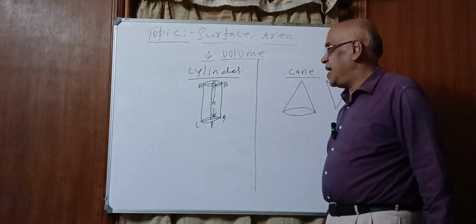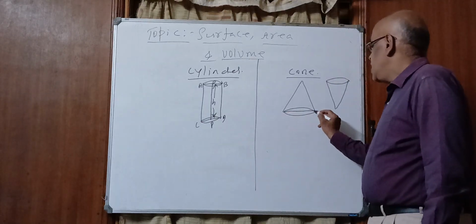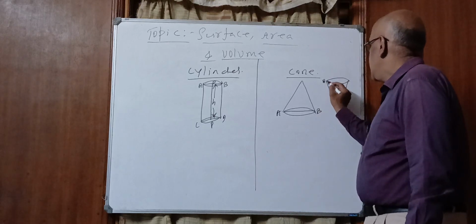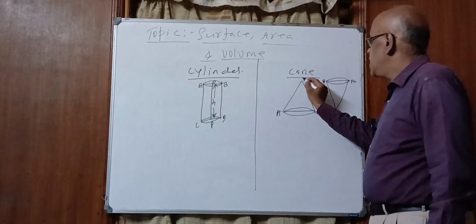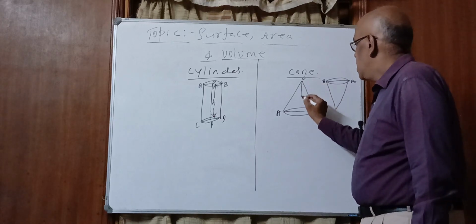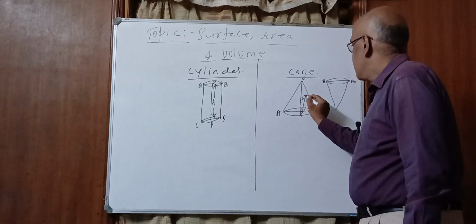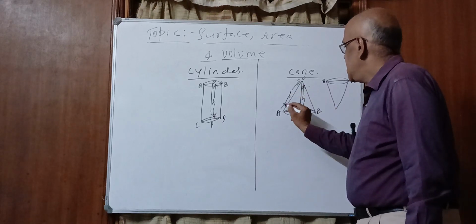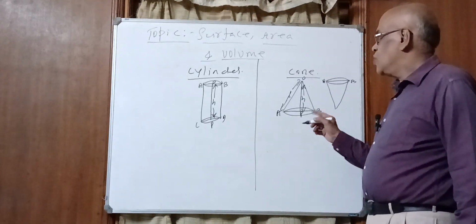Come here, children. What is this? Cone. It has only one circular base. Here, AB is the diameter. What is this? O. What is this? P. What is OP? Height of the cone. What is this? L. L is the slant height of the cone, children.